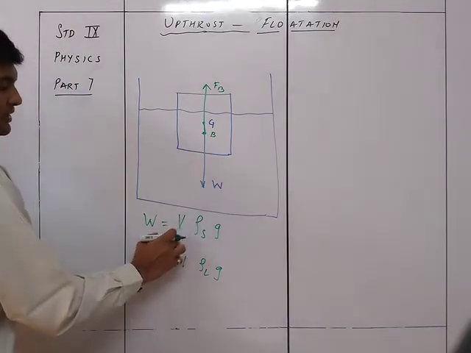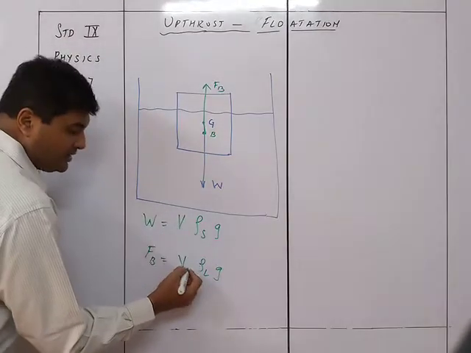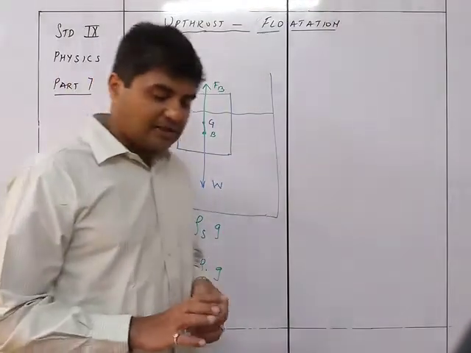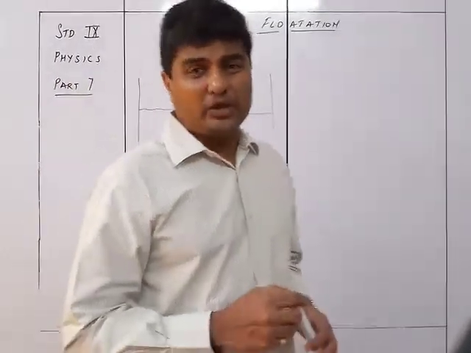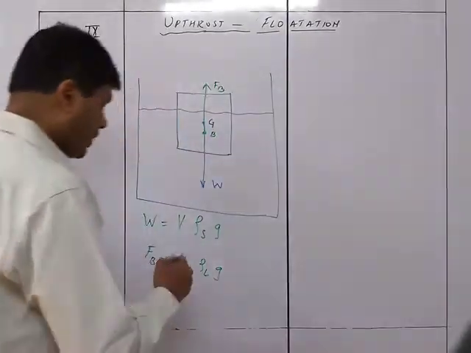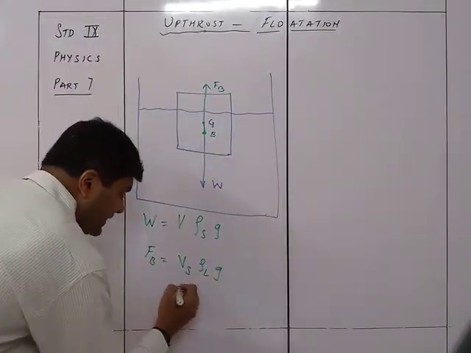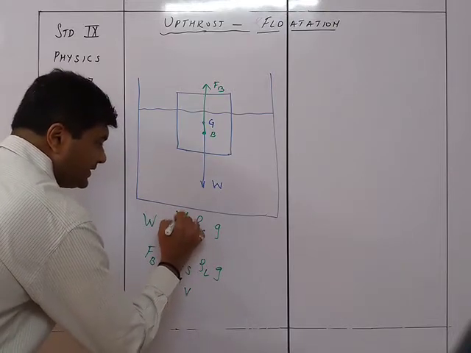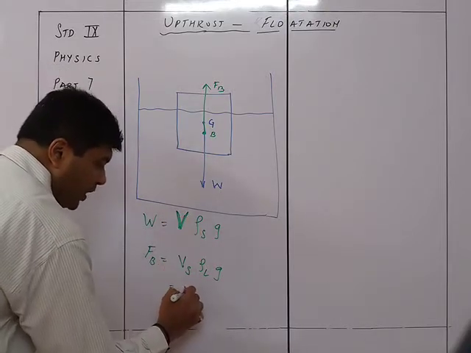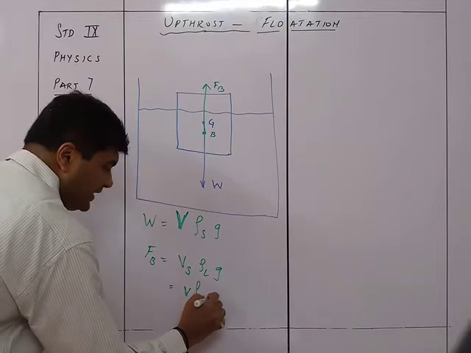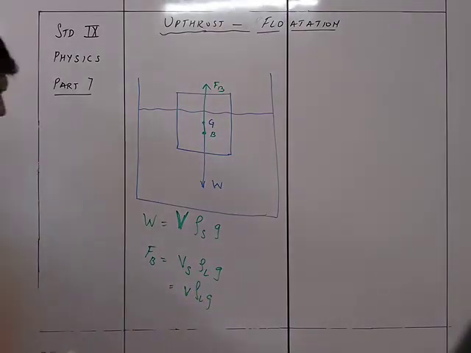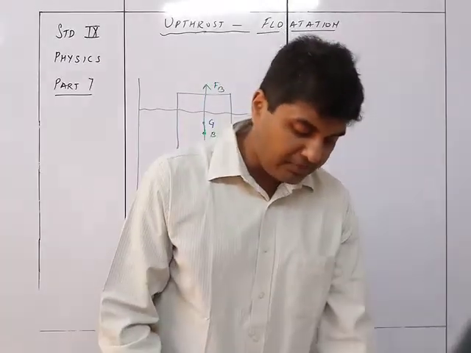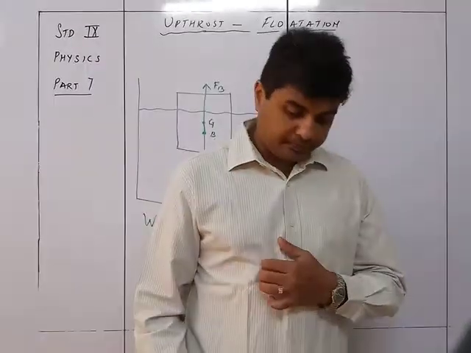So we can take capital V as the complete volume of the body, and Vs, or small v, as the volume of the submerged part of the body. Then small v into rho L into g will be the FB, where small v is the volume of the submerged part of the body.